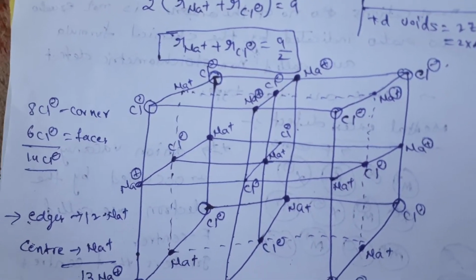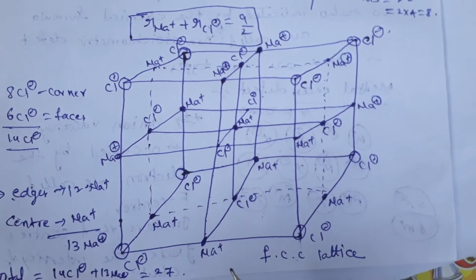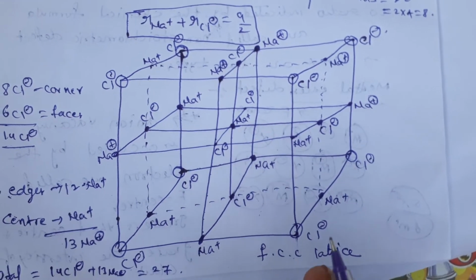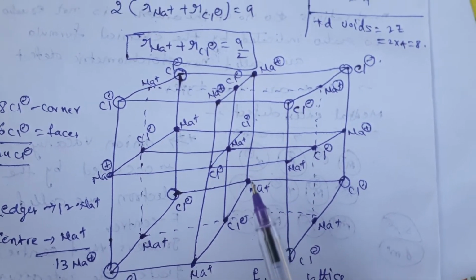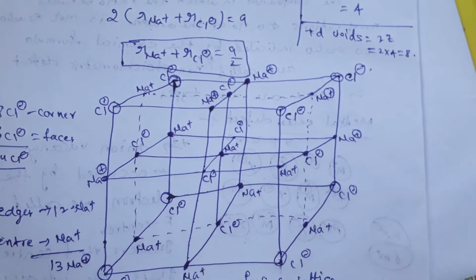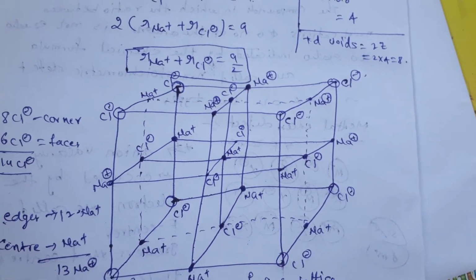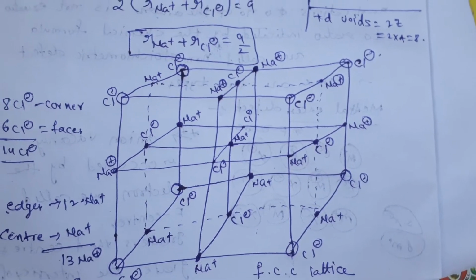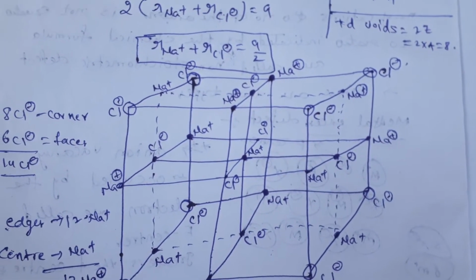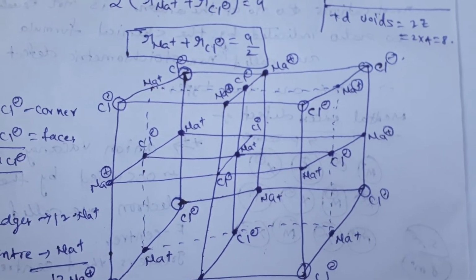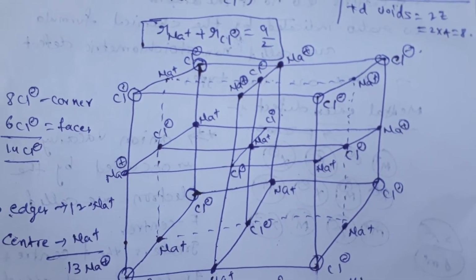Those voids are occupied by the sodium plus ions, and at the center of the cubic lattice, one lattice site will be there, so that will be occupied. That means a total of 13 sodium plus ions are occupied in this NaCl crystal. So again, we will see the cesium chloride crystal.